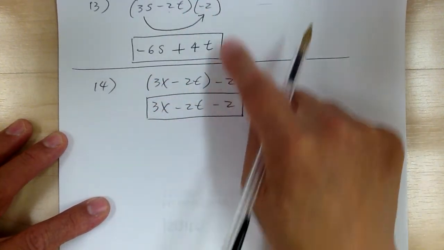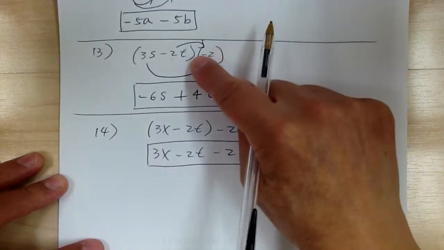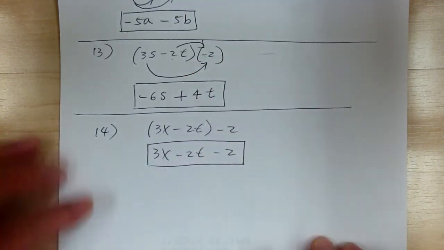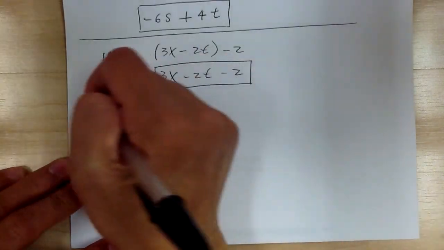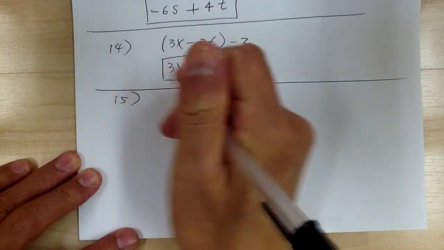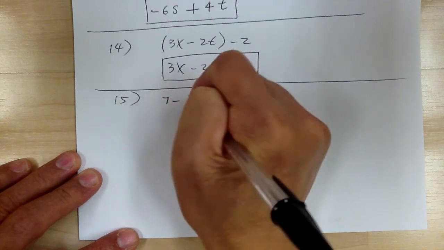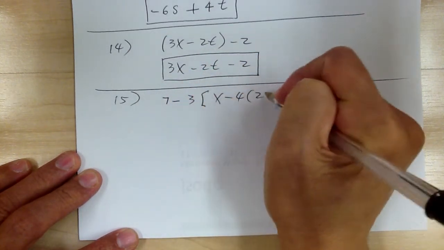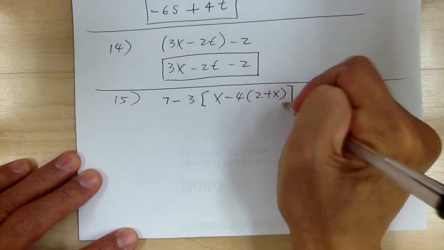So make sure you know the difference between the two. Okay? This is a multiplication. This is subtraction. They are not the same. Okay, let's go to number 15. 7 minus 3, bracket, x minus 4, parentheses, 2 plus x, closing parentheses, closing bracket.